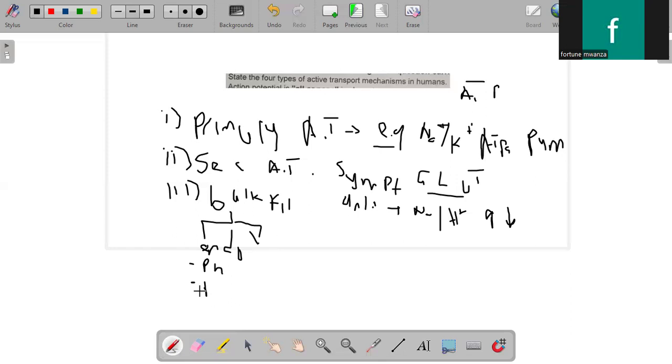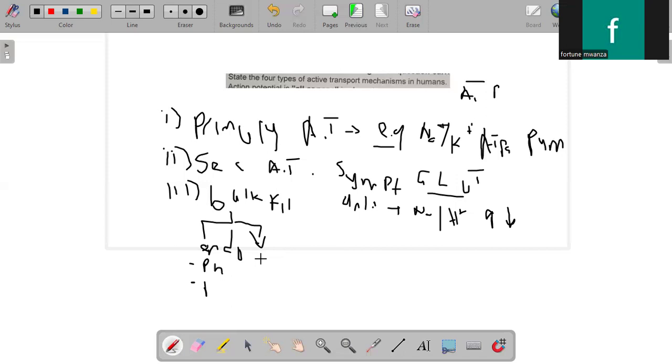Then we can also have exocytosis. That's the second type of vesicular transport. Exocytosis is the opposite of endocytosis. So you are getting things from inside your cell, you fuse them with the membrane in a vesicle, then you release them outside the cell. That's what we call exocytosis.